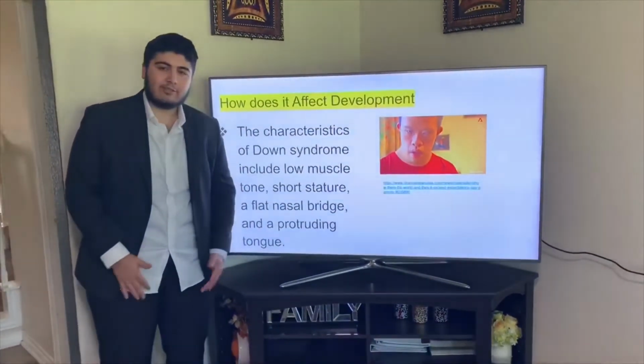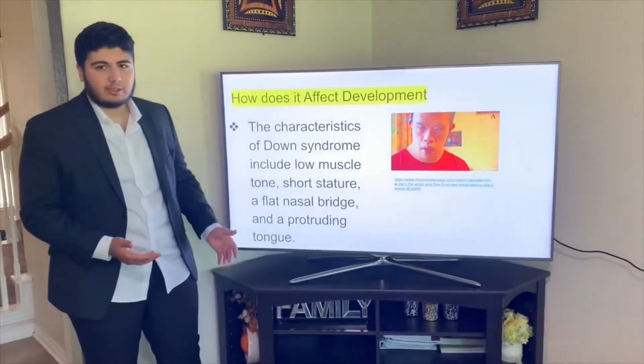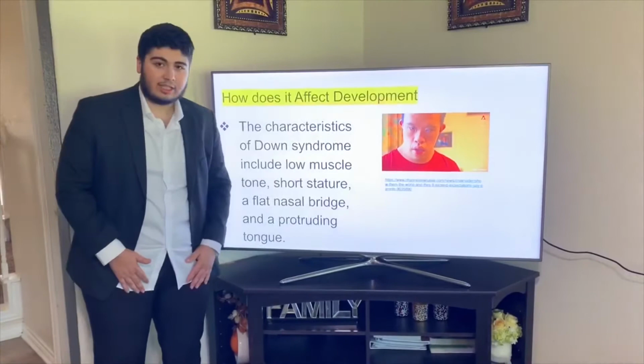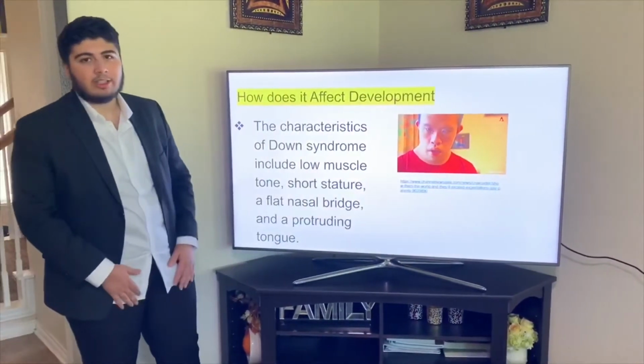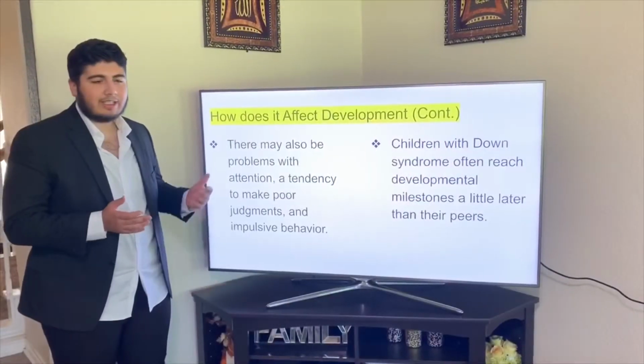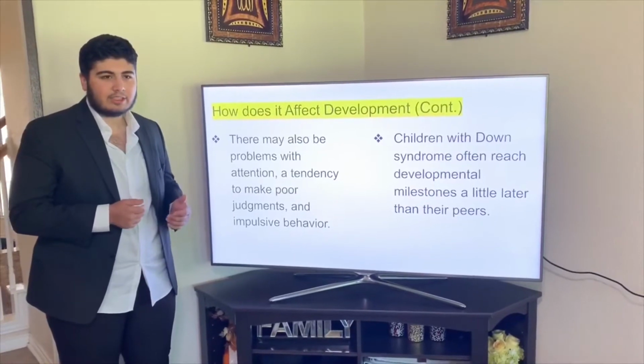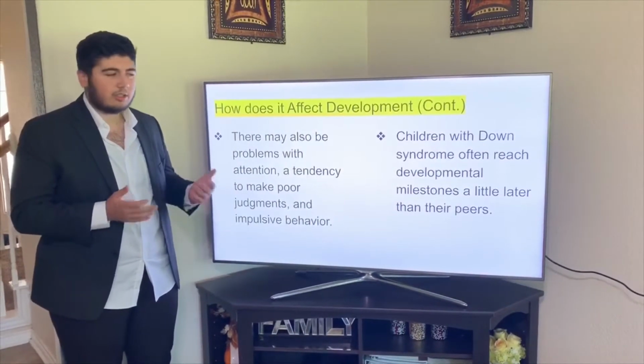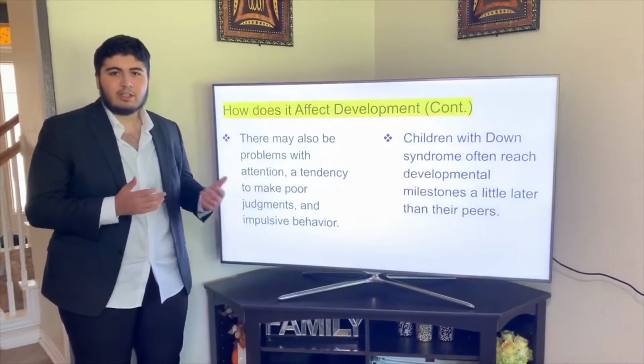How does Down syndrome affect development? The characteristics of Down syndrome may include low muscle tone, a short stature, and a flat nasal bridge, and also a long tongue. There also may be a problem with attention and tendency to make poor decisions. People with Down syndrome also reach developmental milestones a little later than their peers.